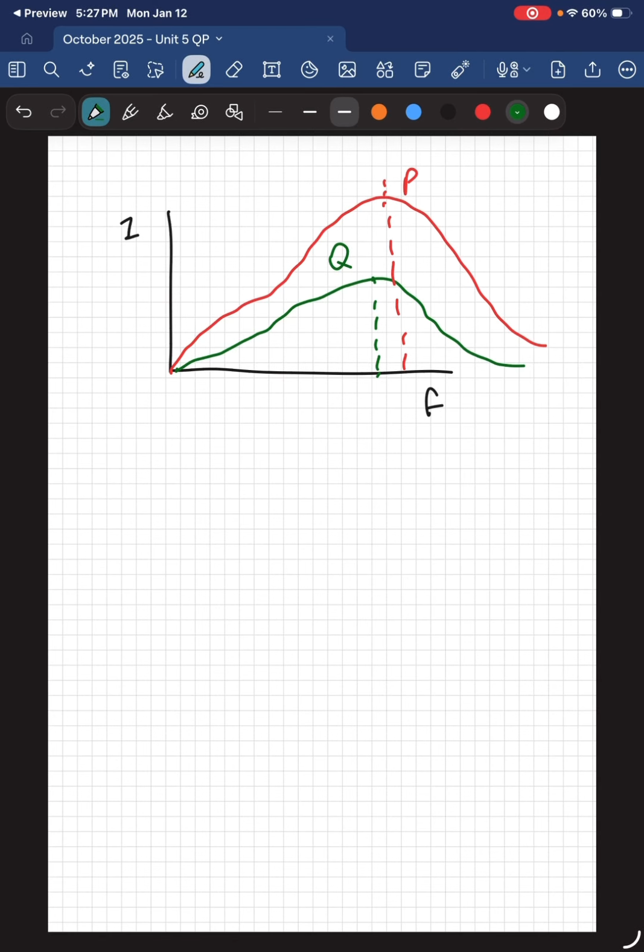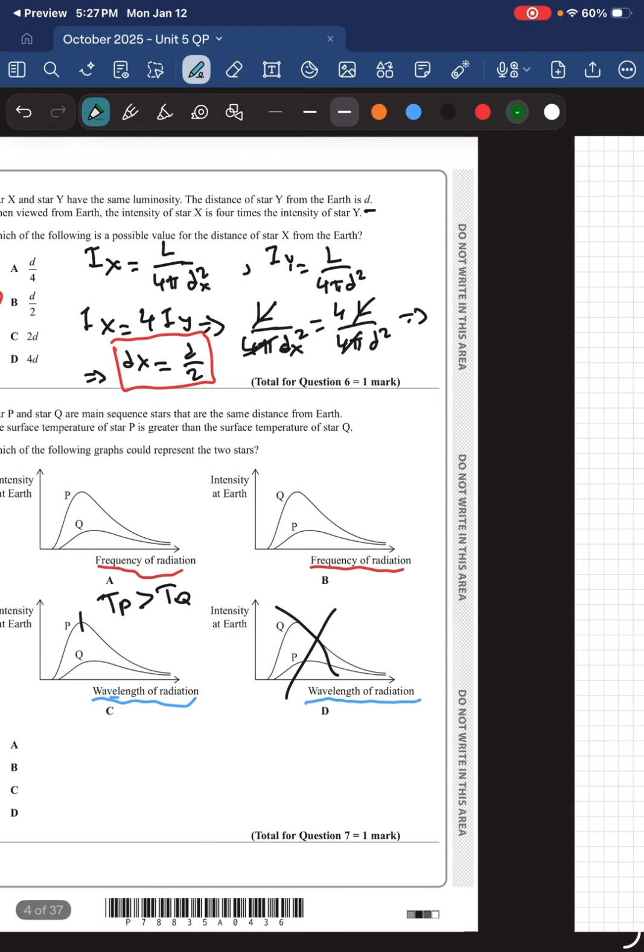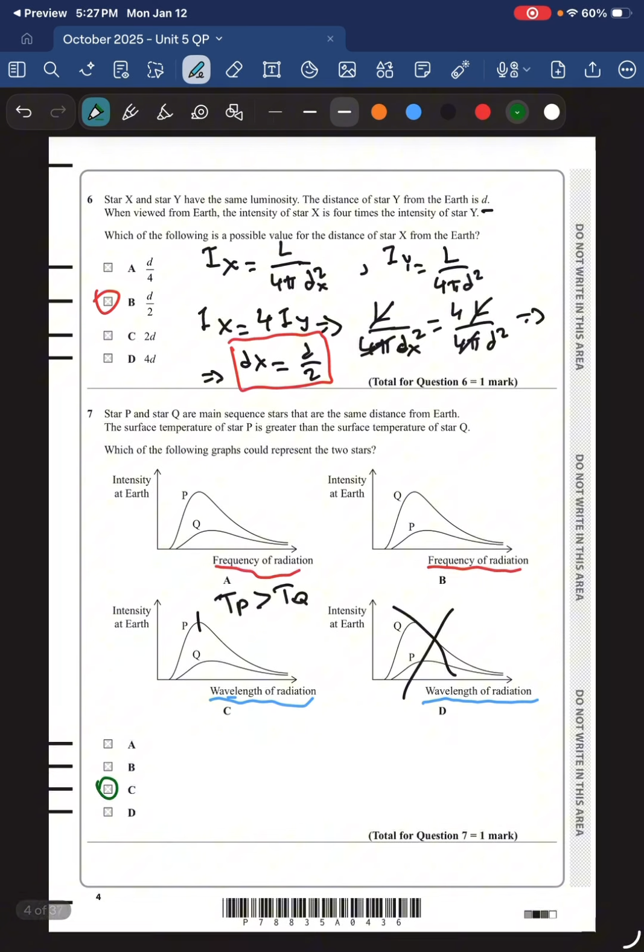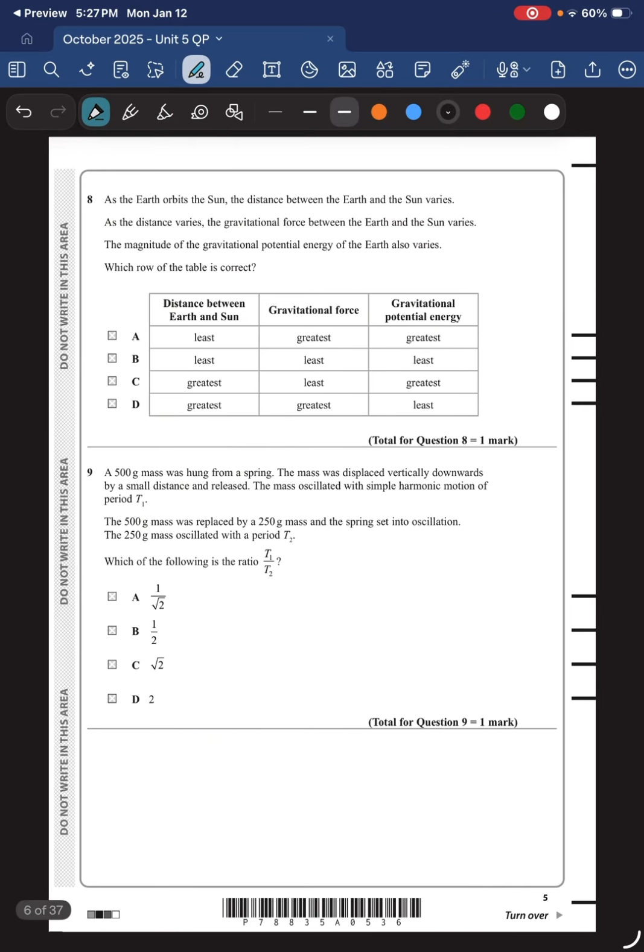I hope this makes sense. I've never seen it done with frequencies though, but that doesn't prevent them from asking you that way. So you have to be careful of what's written in the axis. Let's move on. Question 8.